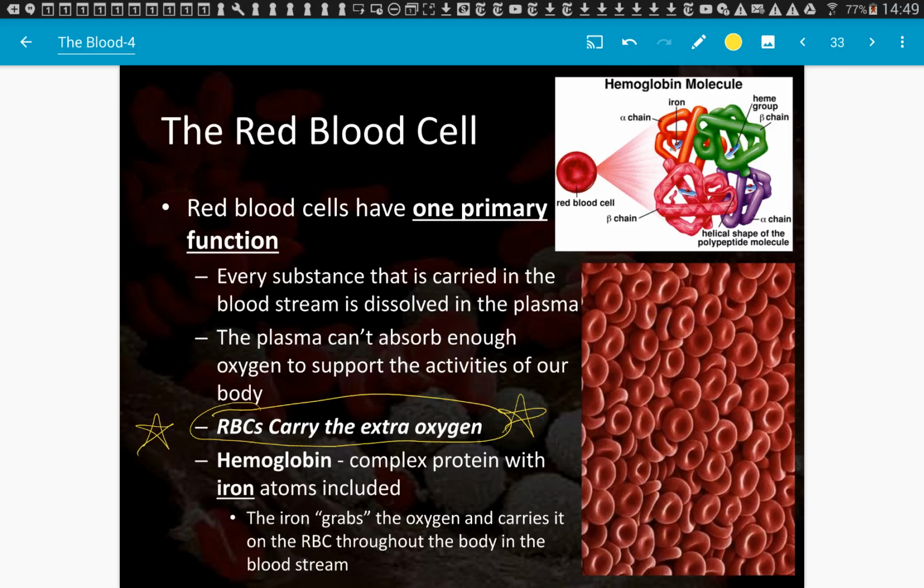And so we use a protein called hemoglobin. Better know your protein name. Hemoglobin is a protein. It's made up of 4 protein subunits that also have an iron atom, okay? And that iron atom of the hemoglobin grabs that oxygen and holds it as it's transporting throughout the circulatory system and then releases the oxygen in areas where oxygen levels are low. Okay?